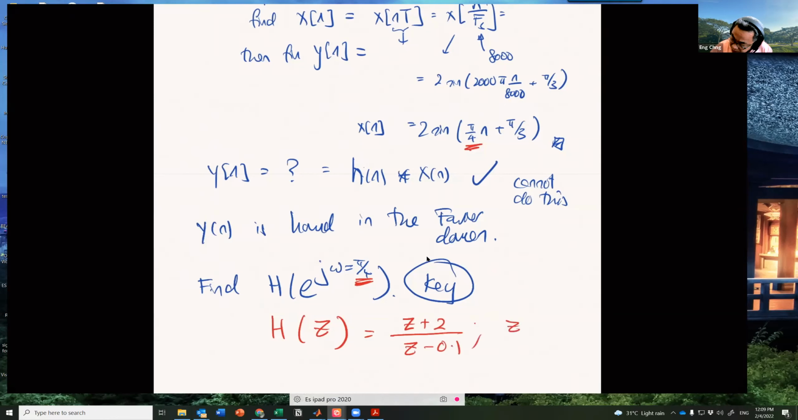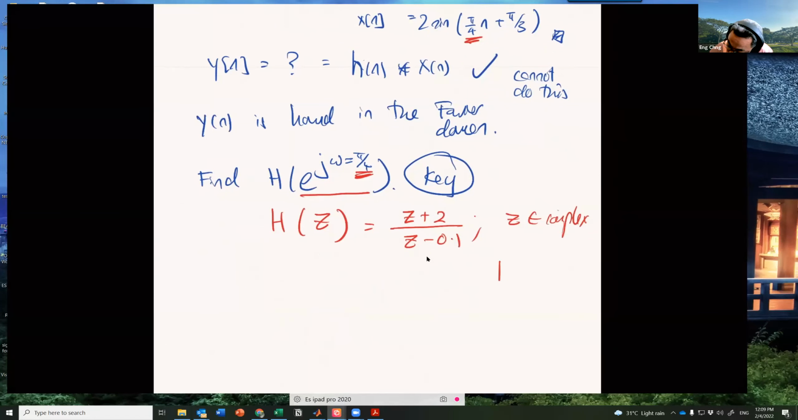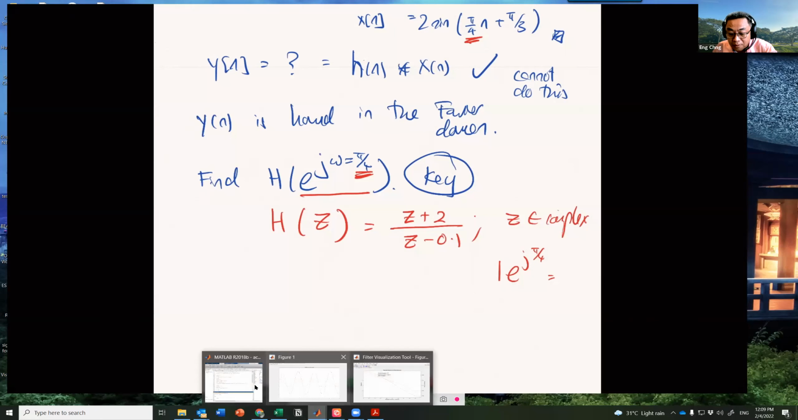What is z again? z is a complex number. What is this guy? This guy is a complex number. What is 1 e^{j pi over 4}? This is a complex number. Actually, if you do not know, 1 e^{j pi over 4} is 1 angle pi over 4 in polar form.